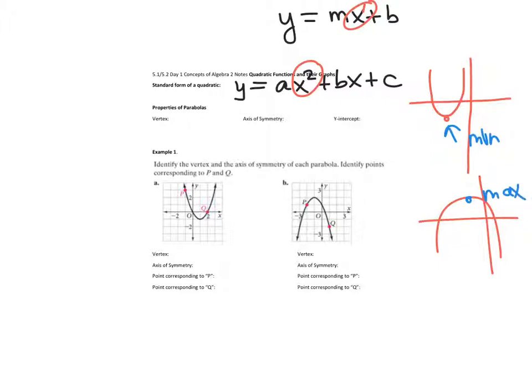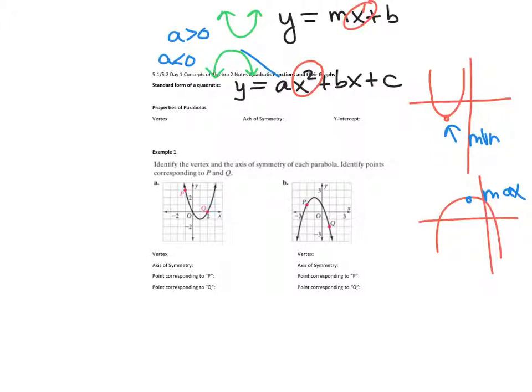To determine whether or not a parabola opens up or down, you want to look at A. If A is greater than 0, that means it's positive, the parabola is going to open up and it has a minimum value. And if A is less than 0, it's going to open down and have a maximum value.